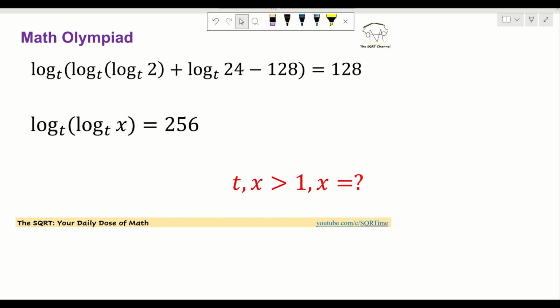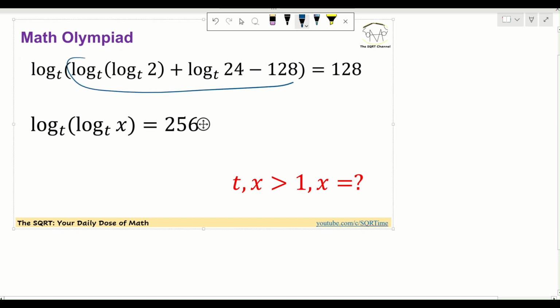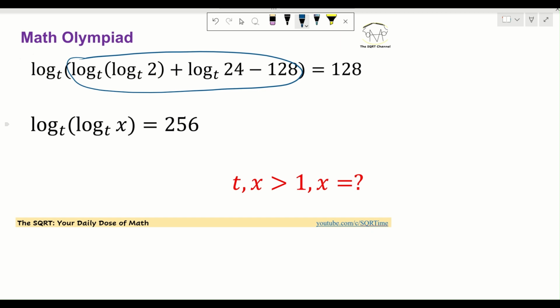As you can see, we have this log of the expression that you see here in base t equals 128, and we know that t and x are greater than 1. We also know that this log of x in base t is 256. Now, based on everything that we have, let's try to solve the problem.